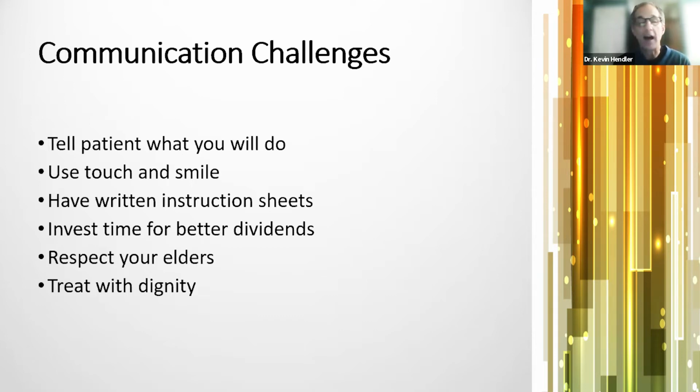Use touch and a smile. If you smile through the appointment, you get a really good response. People pick up on that, and if they sense that there's a friendly environment, I find that people will cooperate much better. And then touch too. Again, when I'm reclining the chair, I'll place my hand on their shoulder to sort of guide the patient back so that they're not startled and want to jump out of the chair.